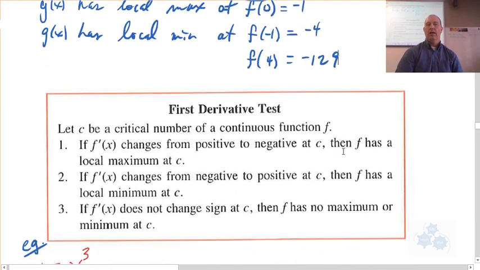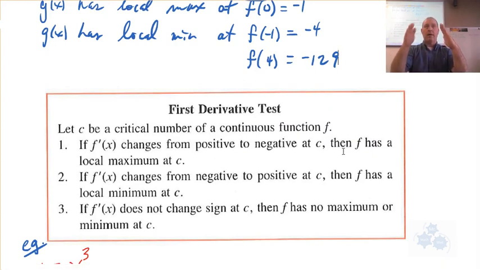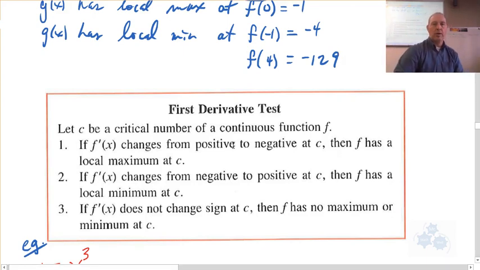If the slope changes from positive, goes through 0 to negative, we have a local max. If it changes from negative, goes through 0 to positive, that's a local min. And if it doesn't change, so negative through 0 back to a negative, that's neither. Okay? And this holds true for all continuous functions.